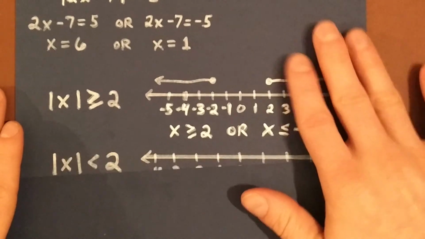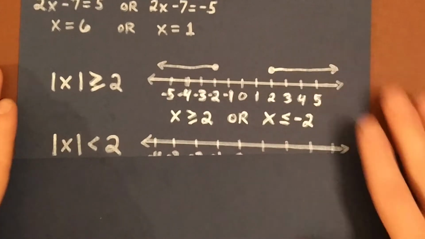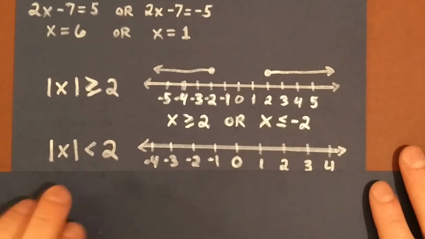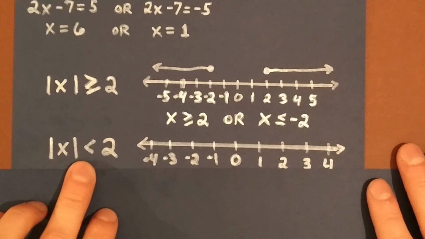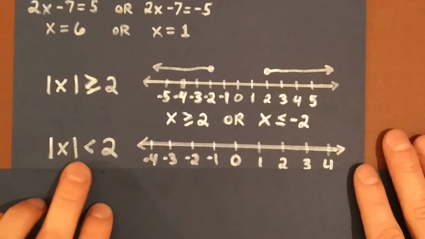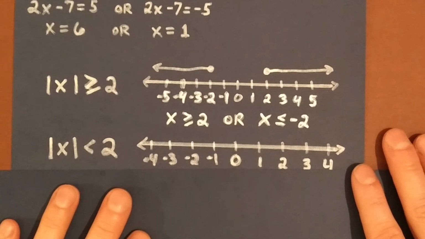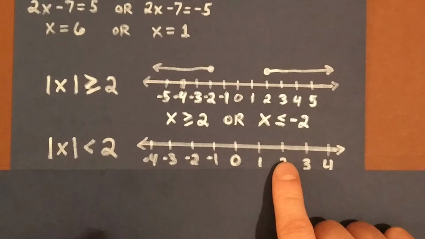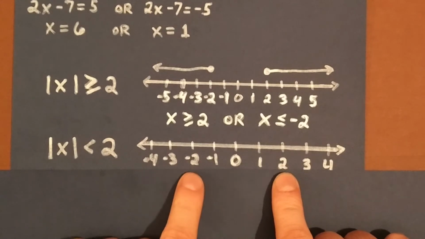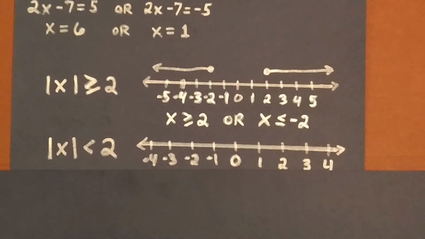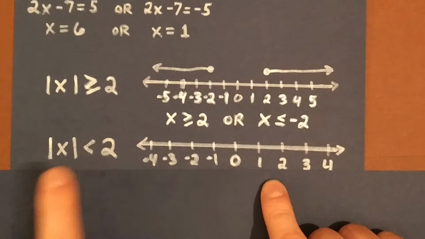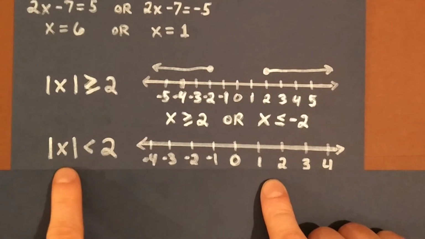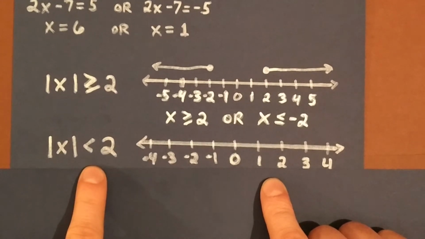Let's look at now less than. So here we have the absolute value of x is less than 2, and it's not less than or equal to, it's strictly less than. So 2 is not a solution, -2 is not a solution. But we're going to use those as our reference points. So we have to decide what has an absolute value less than 2.